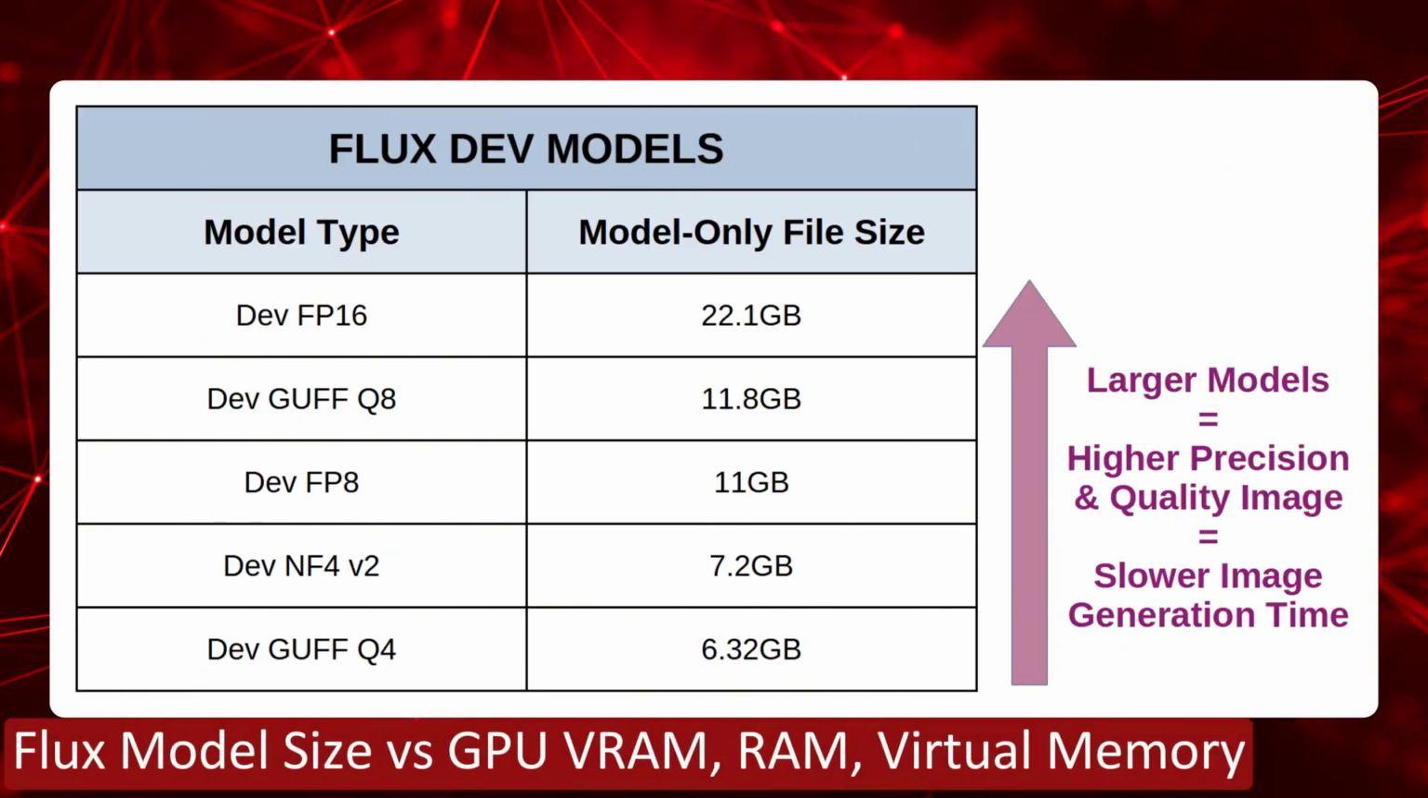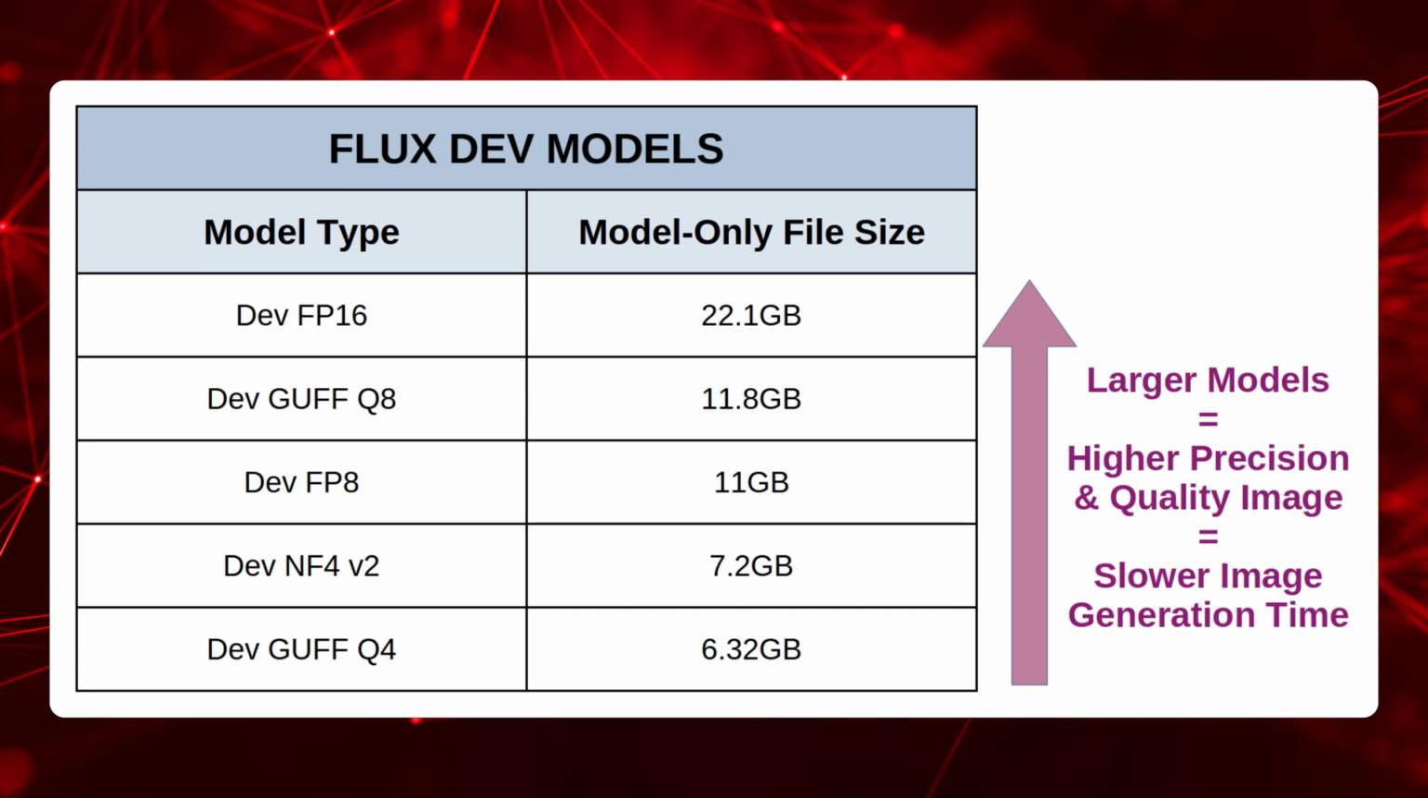As a basic rule of thumb, the larger the model, the higher the image precision and quality will be, but the slower the generation time. Taking advantage of the benefits that Flux brings over SD or SDXL is all very well, but if your hardware can't effectively handle the size of the significantly larger Flux models, then it isn't really viable to use Flux locally.